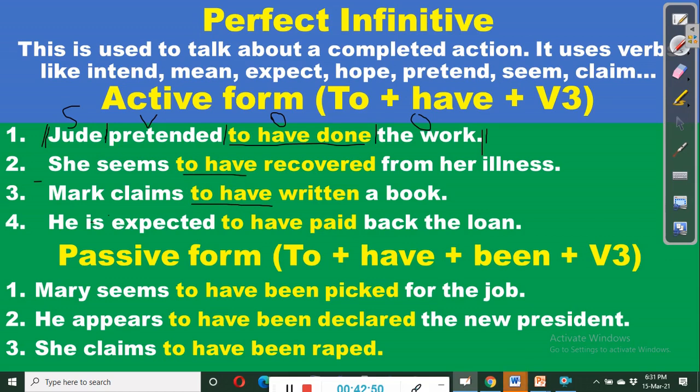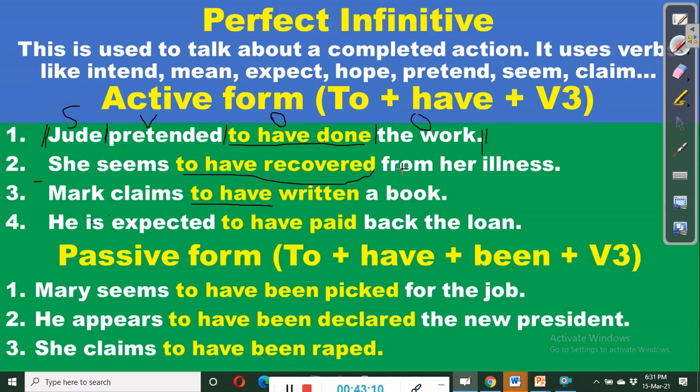Sorry, we are jumping a line. She seems to have recovered. So this is the perfect infinitive. She seems to have recovered from her illness. Now, we use the perfect infinitive to talk about a completed action.